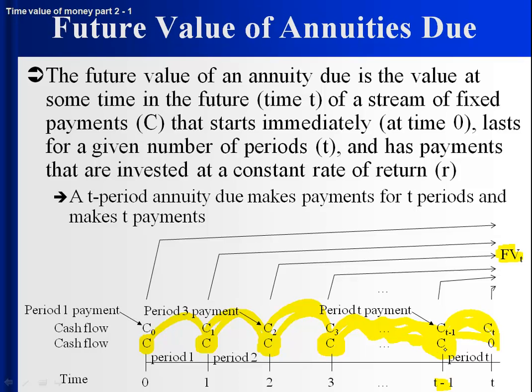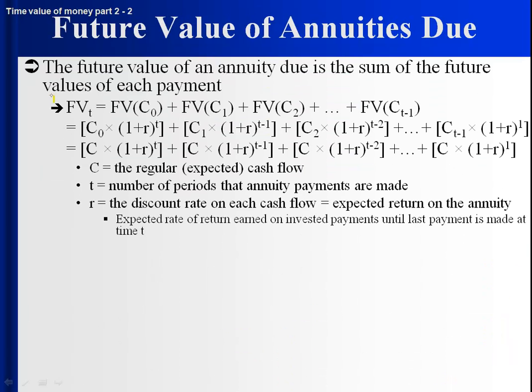This guy, C times 1 plus R to the T minus 3. And then the very last contribution, we'd show up at the bank and we'd say, you know what? It's time T minus 1. I want to collect at time T. So it'll compound for one period, and then I'll show up and I would get the sum of all these future values. And that's what this expression is, that the future value at time T of all of these contributions is simply the future value of all of them.